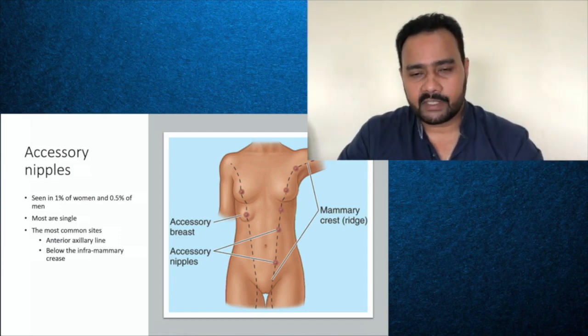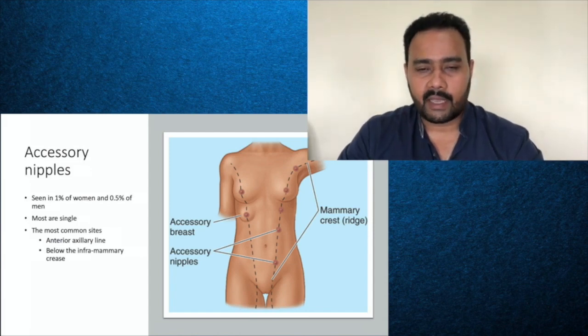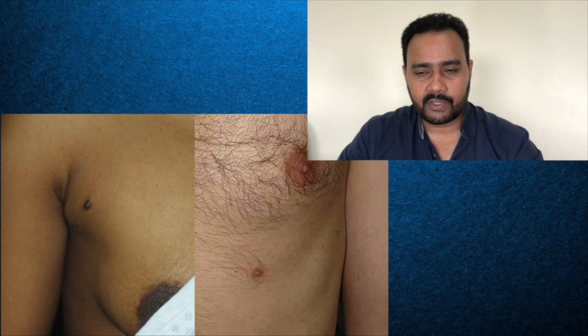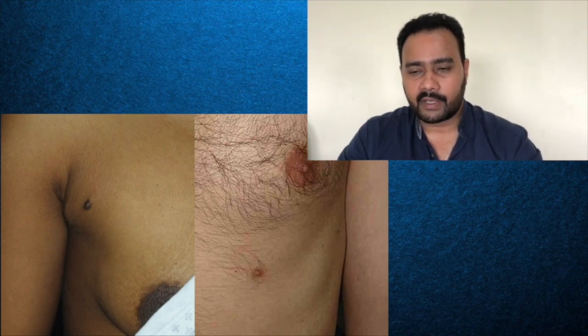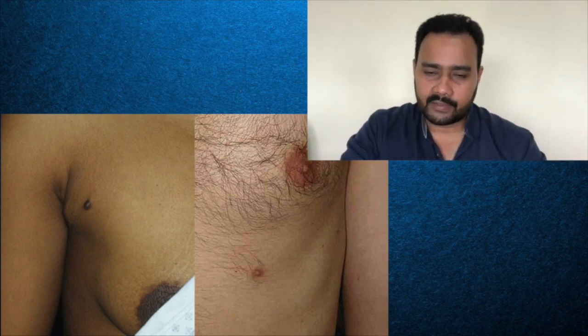The common places are the anterior axillary line. In the first picture you can see the anterior axillary line is one of the common places, and in the second one you can have it in the inframammary fold, or below the breast. So these are the common sites of accessory nipple.